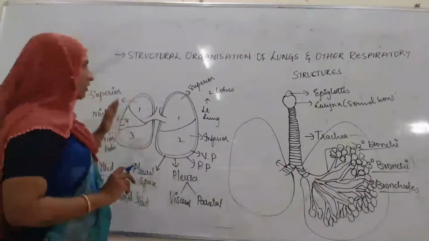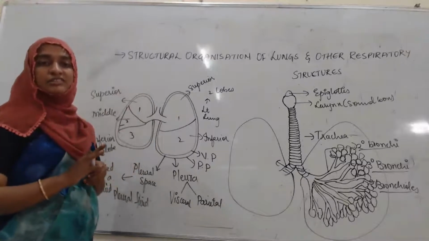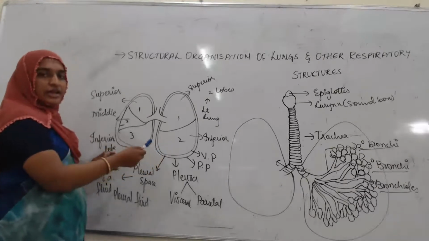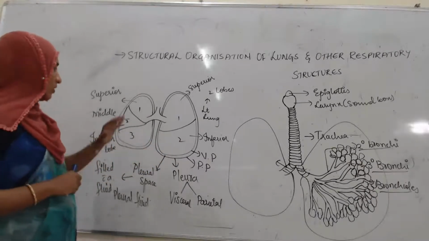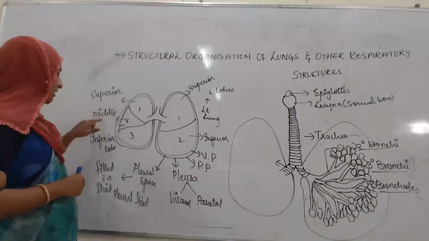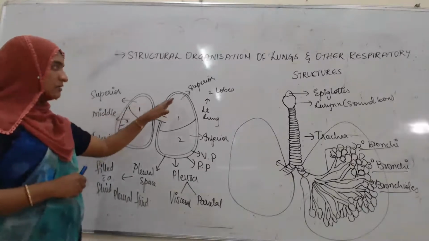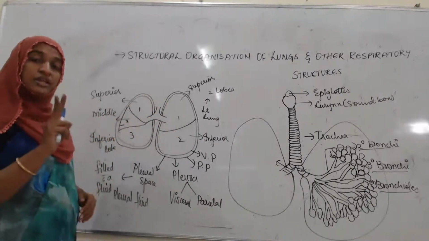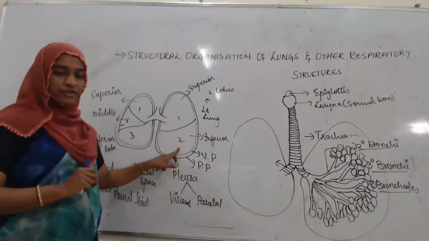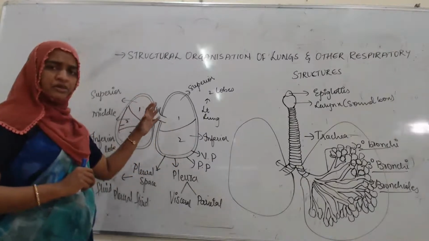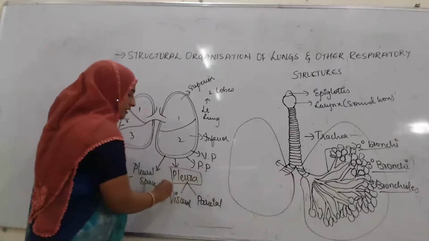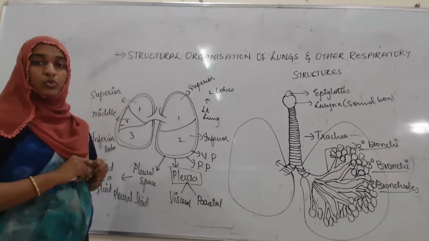Once again, I will explain. Altogether, in human beings there is a presence of two lungs. One is located at the left side, and one is located at the right side. The right lung is divided into three lobes. What are those lobes? Superior, middle, and inferior lobe. And the left lung is divided into only two lobes. What are those two lobes? The superior and inferior lobe. Okay, so these two lungs are totally covered by what? A thin membranous layer, which we call the pleura.